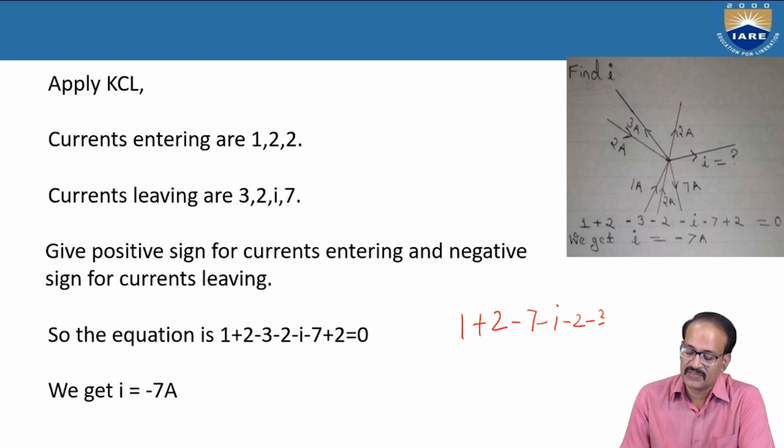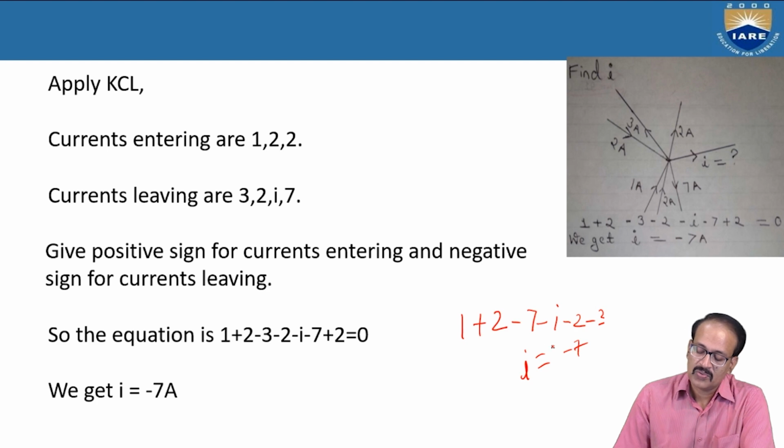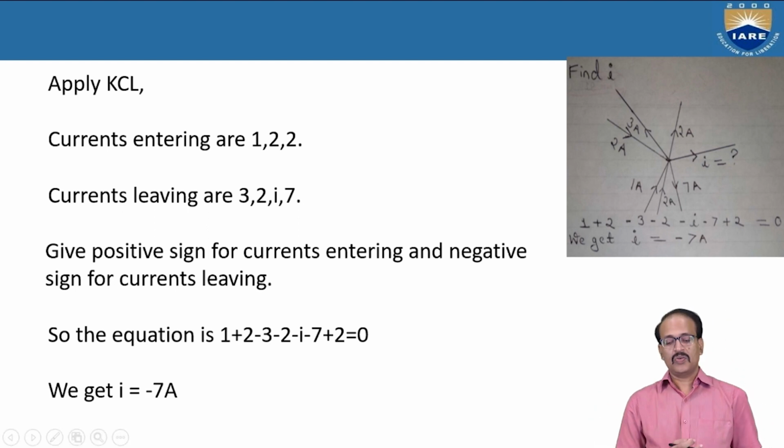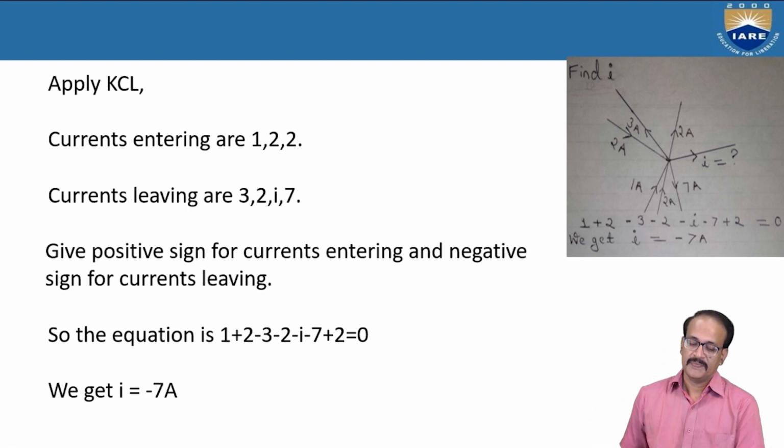So we will write that as 1 plus 3 plus 2, which is 5, and the currents leaving are 7, 2 and 3, so that is 12. So it's 5 minus 12, so you get the answer as minus 7. So we are able to find the unknown current at this junction.